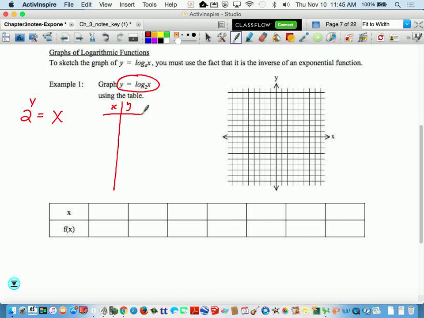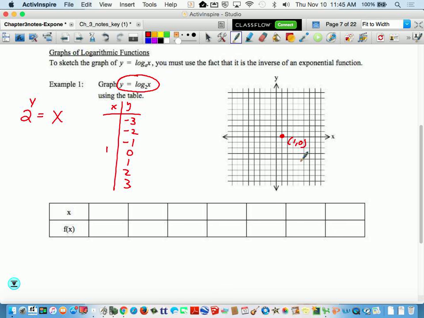And I like my tables to be vertical. So which variable will be easier to pick, the x or the y? It's going to be easier to pick the y values this time. So I'm going to do the same numbers that we're used to doing. So let's put the 0 in first. When I put 0 in for y, what's 2 to the 0 power? 1. So now x is 1. And that's going to be over here at 1, 0.